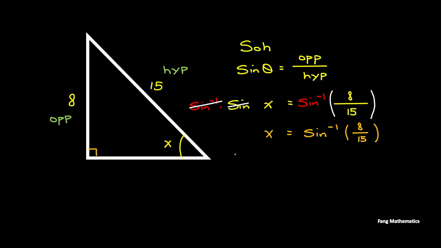We are to use the calculator and find sine inverse. So shift sine will get you sine inverse. Then inside a parenthesis, 8 divided by 15, closed parenthesis, and in two decimal places in degrees, you should get 32.23 degrees. Hence, you have successfully determined the angle as 32.23 degrees.